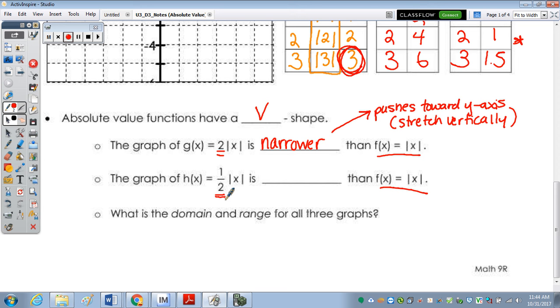Because of the 1/2, that was a wider V. And as I said, that pushes towards the x-axis, which would be a stretch horizontally.